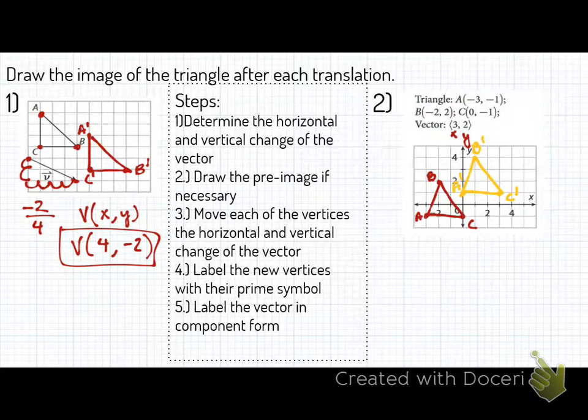Is this difficult? Give me a thumbs up if this made sense, thumbs down if you need me to re-explain any of it. Okay, cool. So that's what we're doing today. And this relates to math, right? Because what we're doing is we're taking each coordinate and adding or subtracting to it. Does that make sense? Very simple.